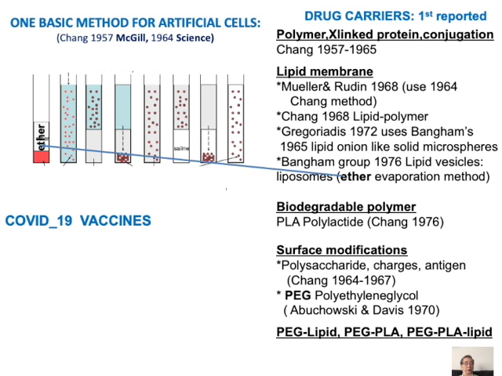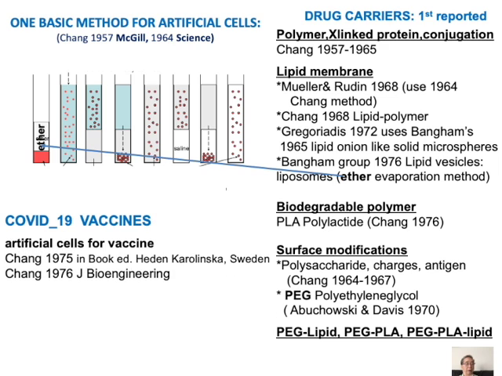Now let's look at one interesting thing. It's the COVID vaccine. We always thought that COVID vaccine was developed very quickly, within a year or so when it was required. However, this is not the case. The first proposal of artificial cell for vaccine was back in 1975, when the then chair of microbiology at Karolinska invited me to write a chapter on the use of artificial cells for vaccine. This was published in 1976.